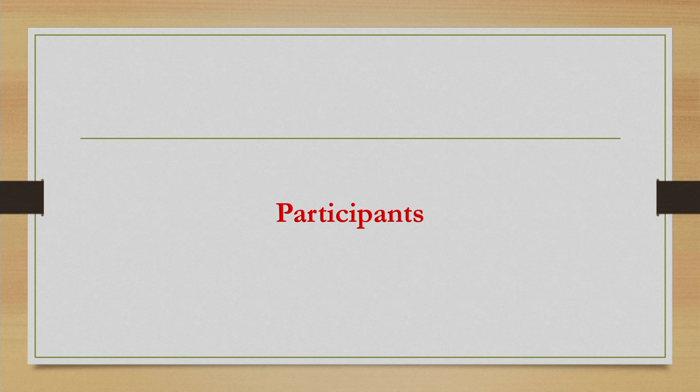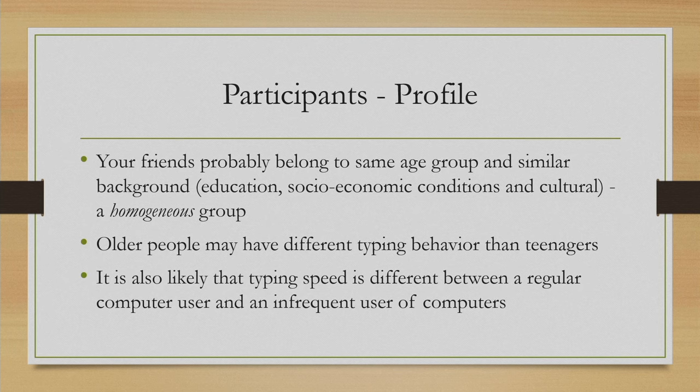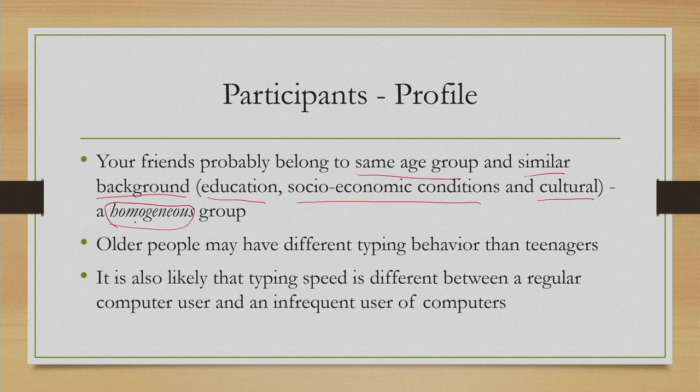First thing is participants. Let us see why choice of participants is very important. When you asked your friends to participate in the experiment and perform the tasks, you did not consider one thing. Your friends are likely to belong to the same age group with similar background. It is very rare that we choose friends who come from a very diverse background. Generally, our friends are of similar background in terms of education, socio-economic conditions and cultural background. Also, they are likely to be of the same age group. So, we can loosely term this group of five friends as belonging to a homogeneous user group. That means a group having similar characteristics.